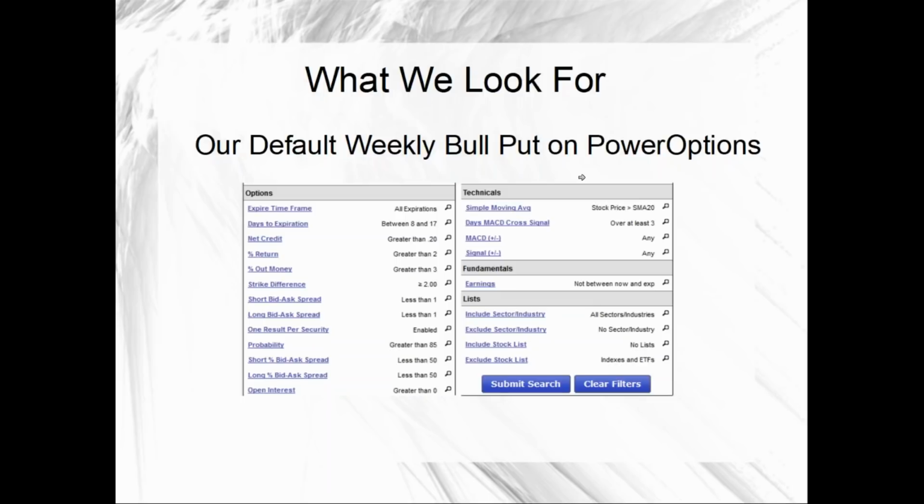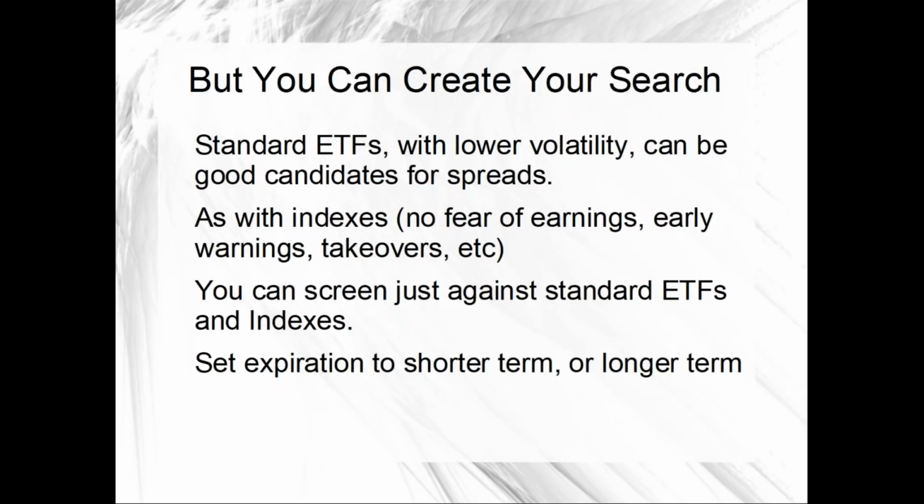Okay? But of course, there's multiple ways to enter it. You can create your own search in power options, but what would you look for? Can you use standard ETFs that are less volatile, don't tend to have fluctuations due to an early earnings warning event, potential takeover rumors, pending patent lawsuits, or anything like that? Absolutely. Those can be good candidates for spread positions, as can the indexes which we talked about, but you may have to use that 10-point spread or wider depending on the index you're looking at.